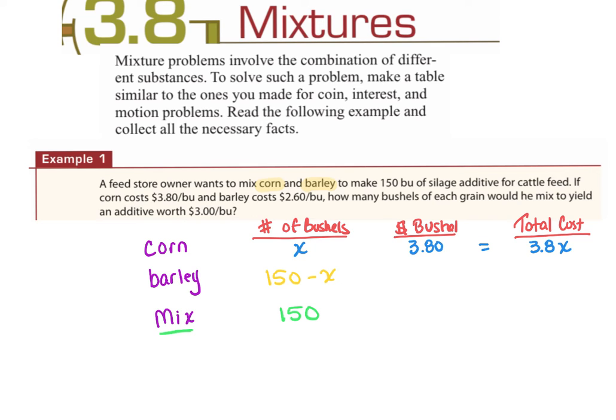We also know the cost of the barley. What is the cost of the barley? Yeah, it is $2.60. So then what is the total cost? 2.6 times, and then make sure, what do we do here? Parentheses, right? Always do parentheses here.